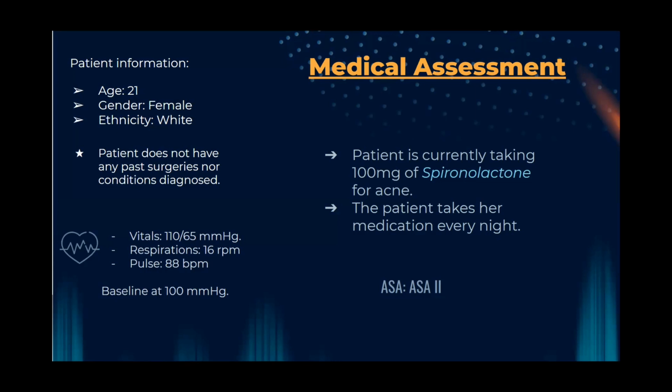The patient is currently taking 100 milligrams of spironolactone for acne. She takes it every night, therefore that puts her as ASA 2. Other than that, she does not have any other conditions that we should be aware about.